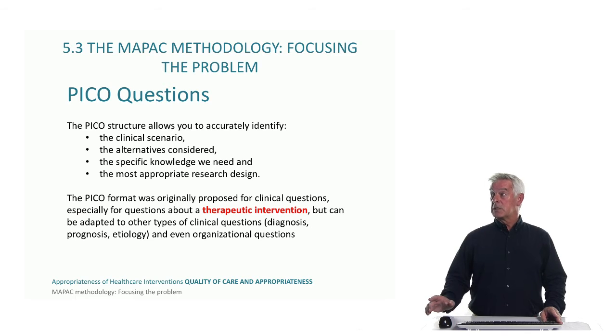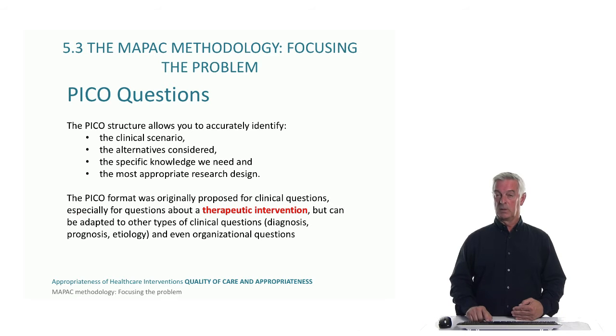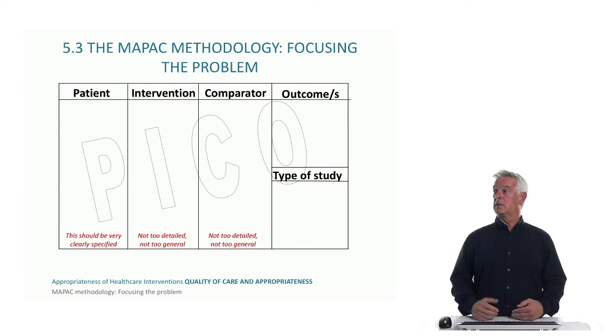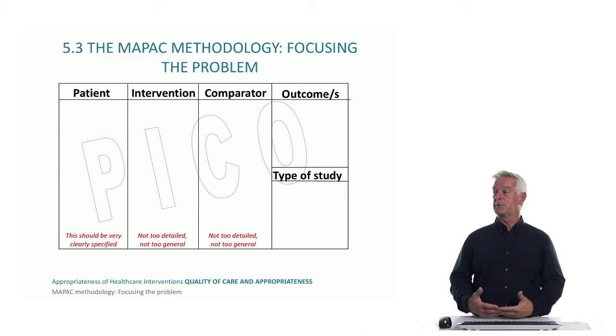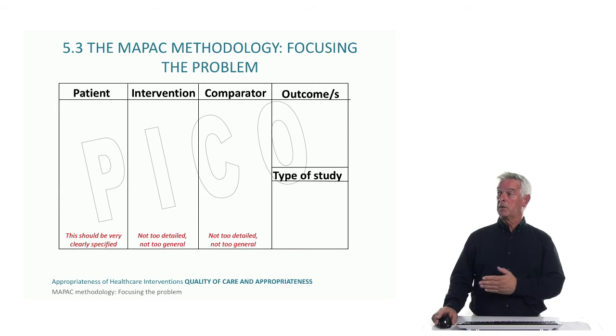The PICO structure allows us to accurately identify these are the advantages of the PICO question. And you know them because I presented them to you before. So this is the way of writing down, and it allows you to focus also the search. Because in the patient column, where you should be very, very specific, you will join all the synonyms by using the OR, and you will connect them with the others using AND.